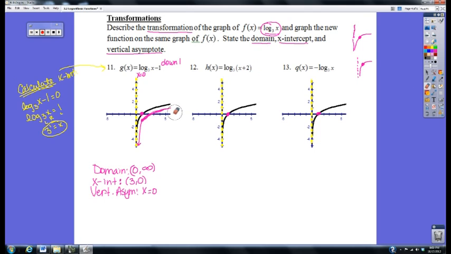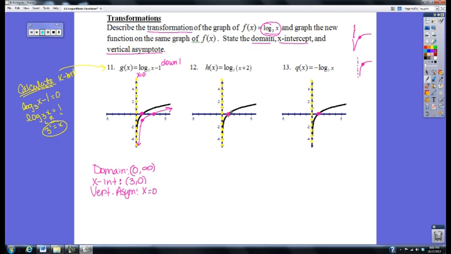So I can draw my graph a little bit better. Make sure that it crosses exactly where it should at positive 3, 0. Have that point down there. And there's that logarithmic graph. Because I shifted this down, I had to calculate my x-intercept. Let's try number 12.